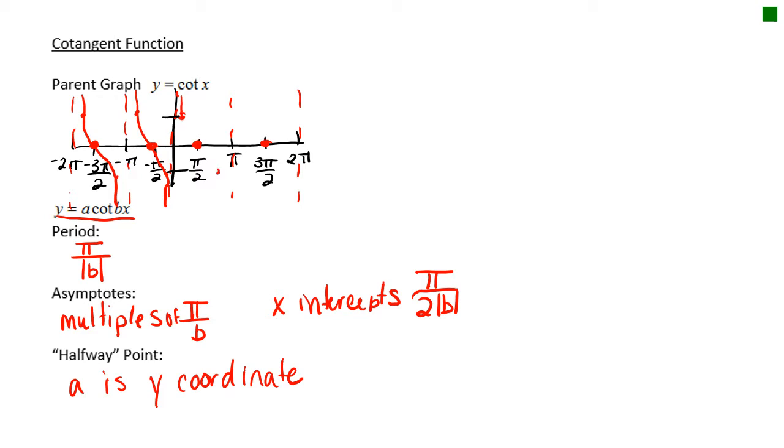Here, here, and we swish. Here, here, and we swish. So again, where cotangent was up, tangent will be down. And where tangent was up, cotangent will be down. Because they're reciprocals of one another.